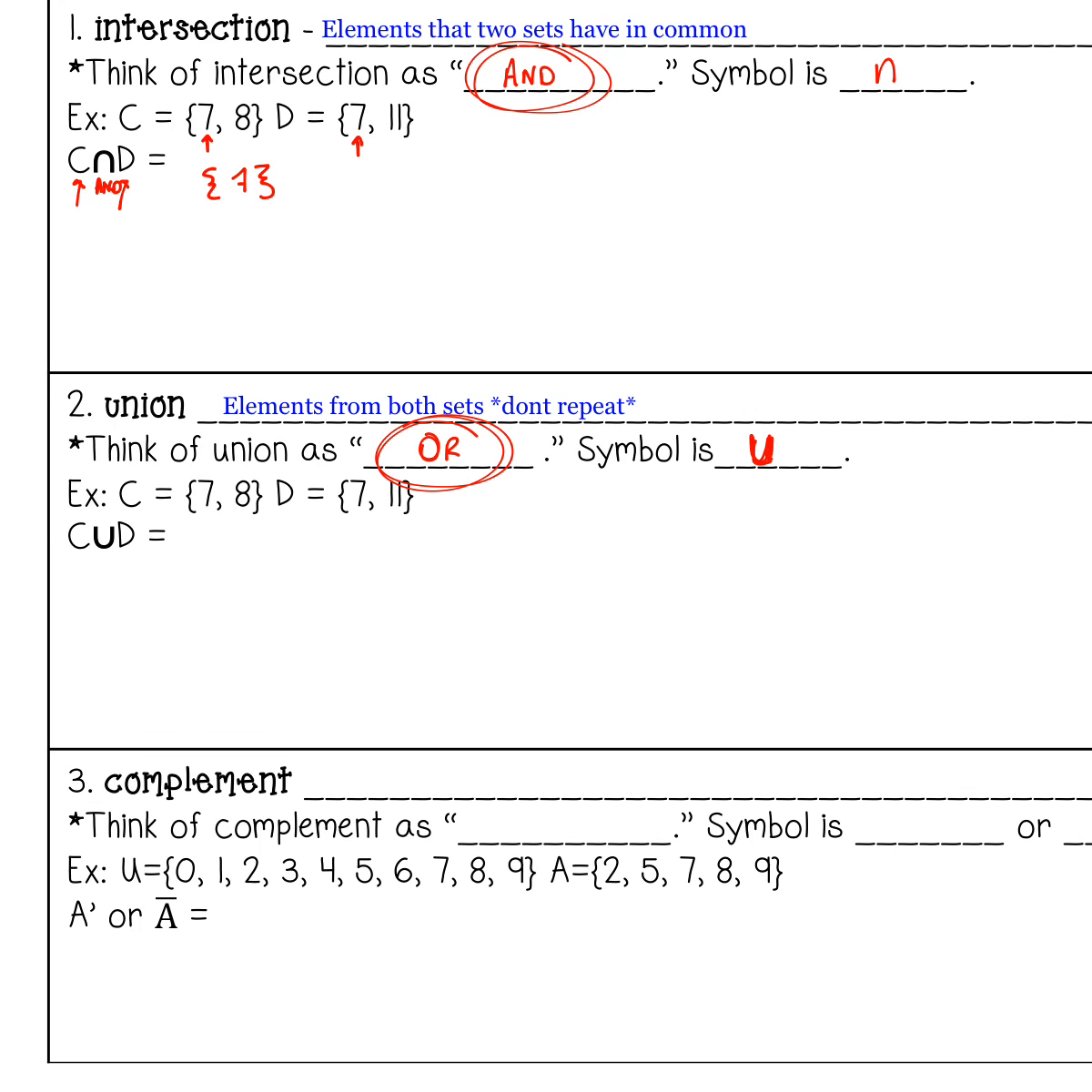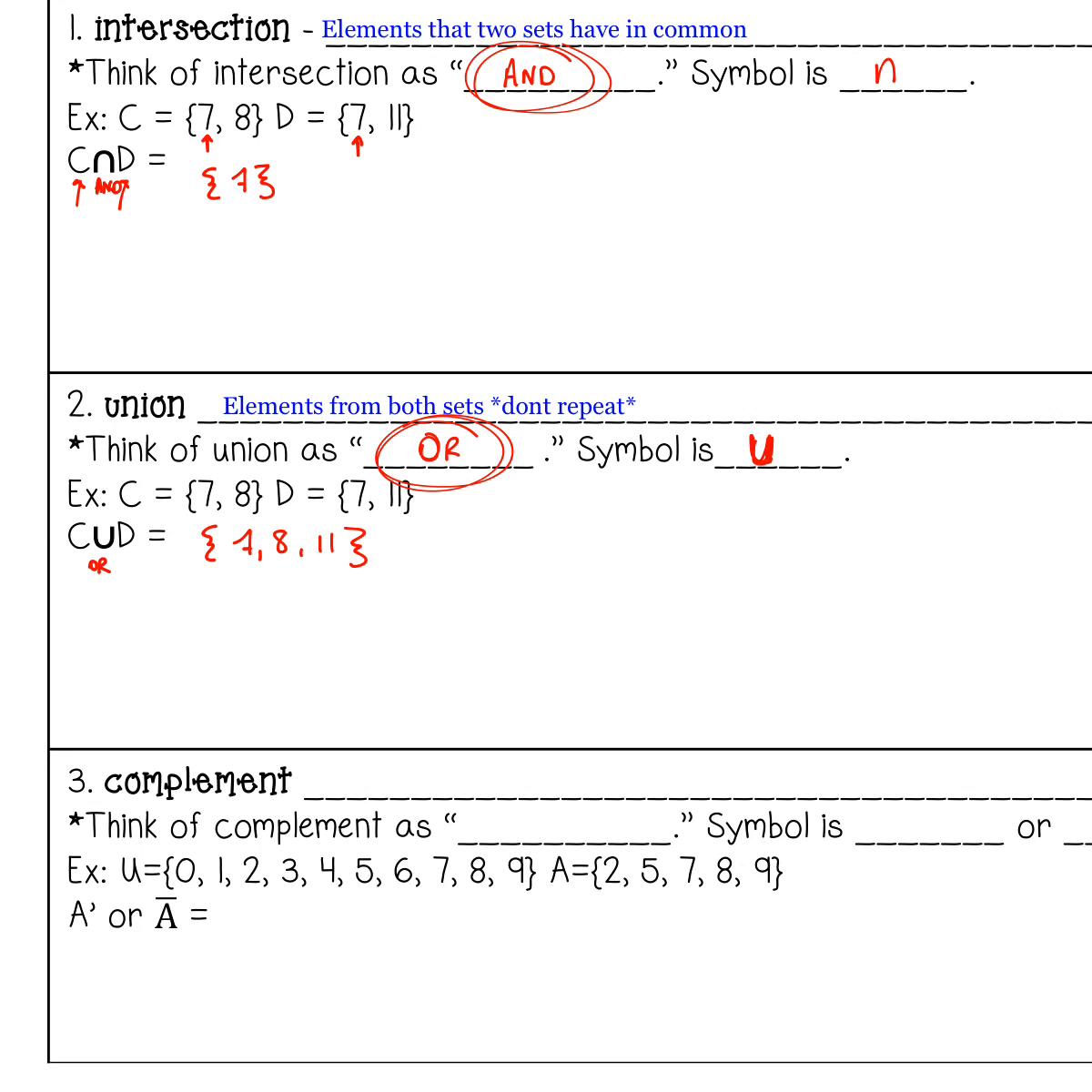So when we look at set C and we look at set D, we've got C or D. So I've got 7, 8, and 7 and 11. So we're only going to write each one once. So 7, 8, and 11 is in C or in D.